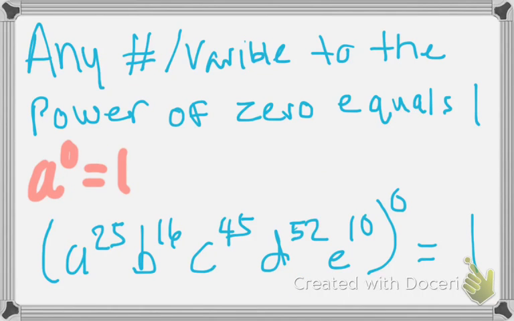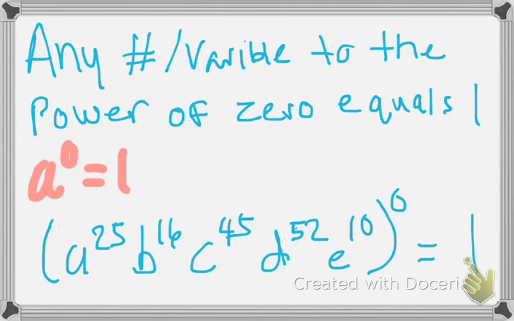The next rule states any number or variable to the power of 0 equals 1. The first example is a to the power of 0. And because it's to the power of 0, no matter what, it equals 1. No matter how complicated the problem is, this rule will always apply.